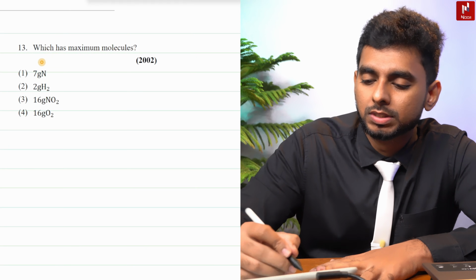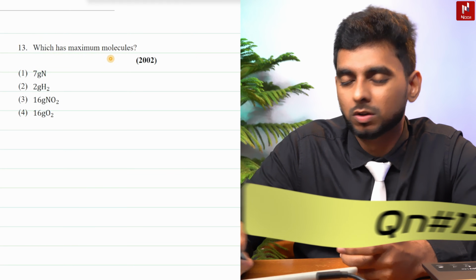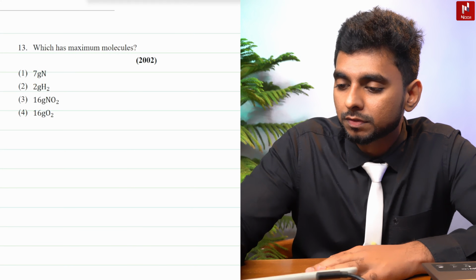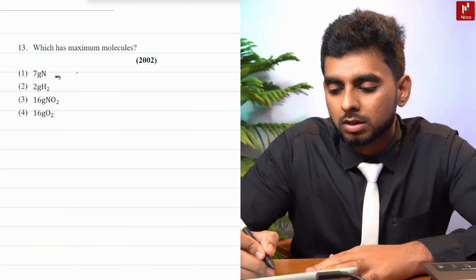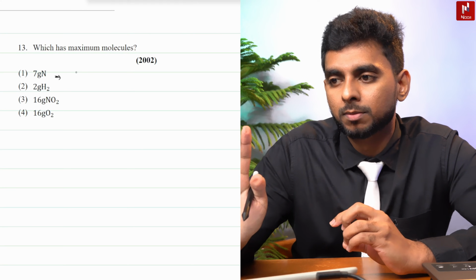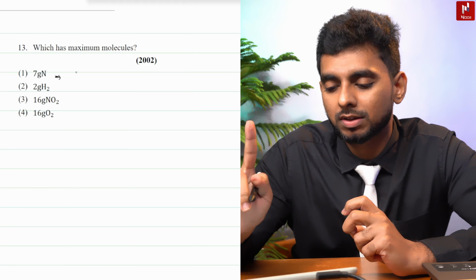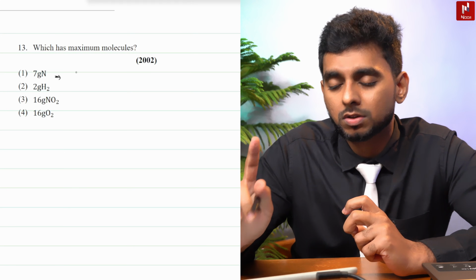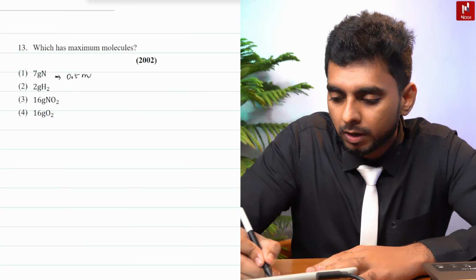This one is also the same as the previous sums that we have seen, which has the maximum molecules. Again, the same sum. For the first one, they have given you 7 grams of nitrogen. For the nitrogen, the molar mass, it is only nitrogen, okay? So it will be 14 grams. So 7 divided by 14 will give you 0.5 mole, okay?